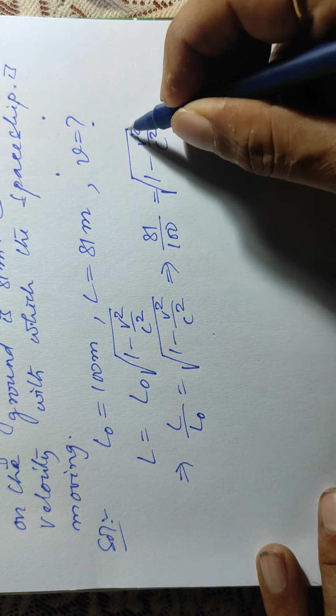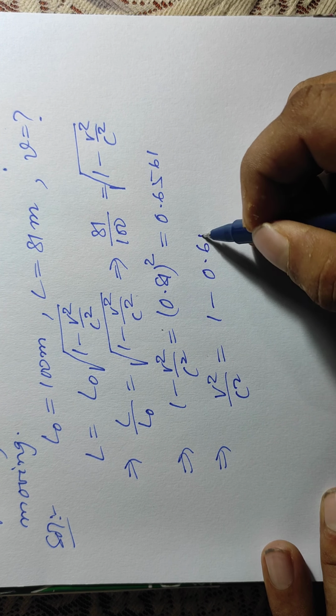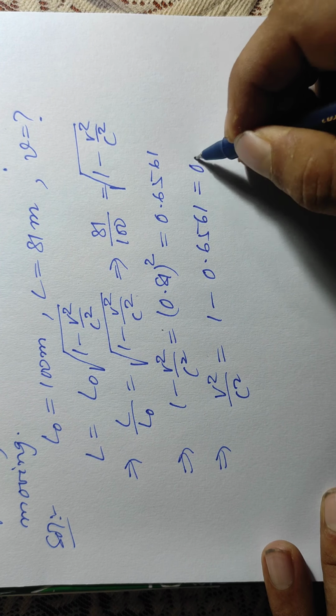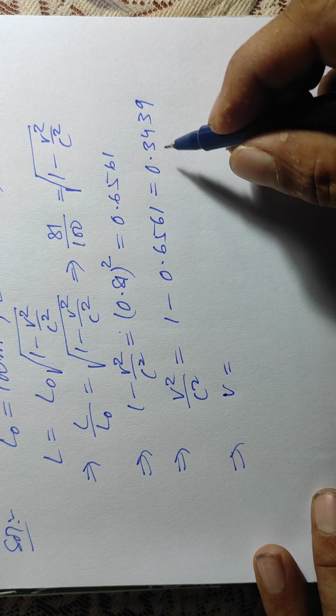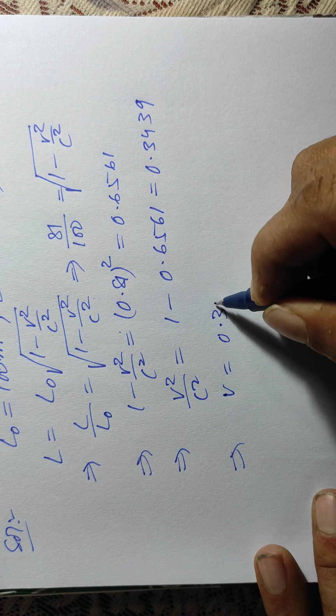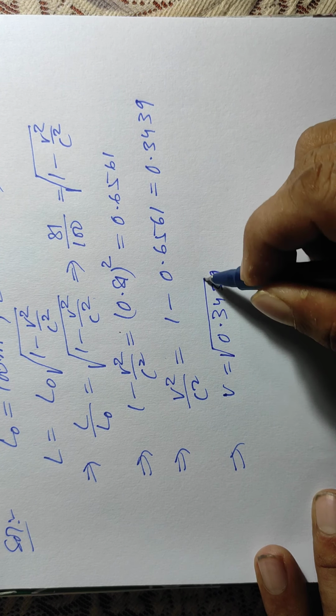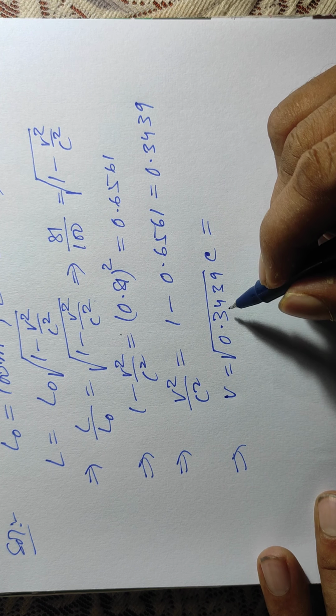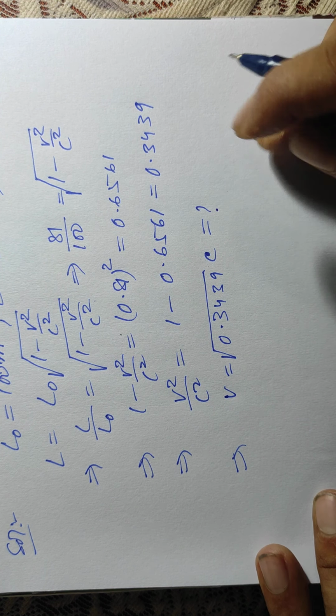Clear? So V square by C square is equal to 1 minus 0.6561, which is equal to 0.3439. Clear? So V is equal to the square root of this one, the square root of 0.3439, into C. Clear? And now you can find out the value of this one, and after that you will get the value of V. Okay.